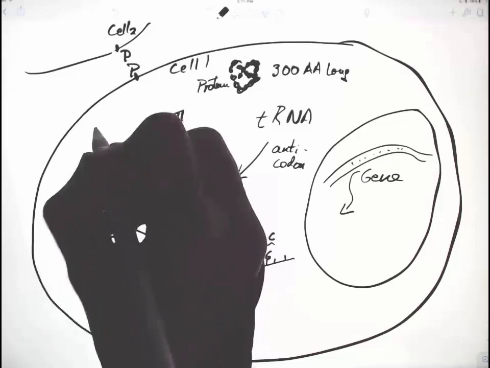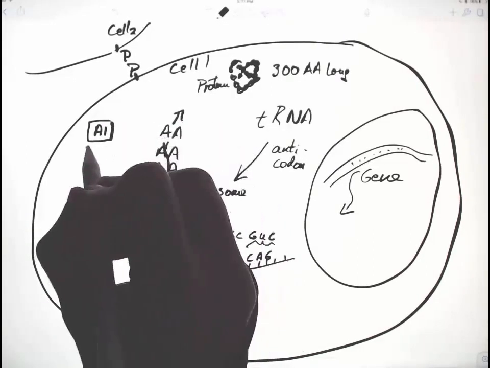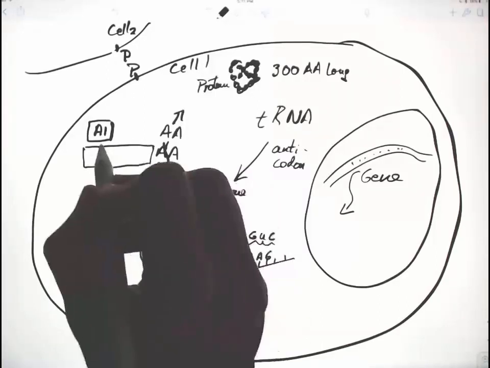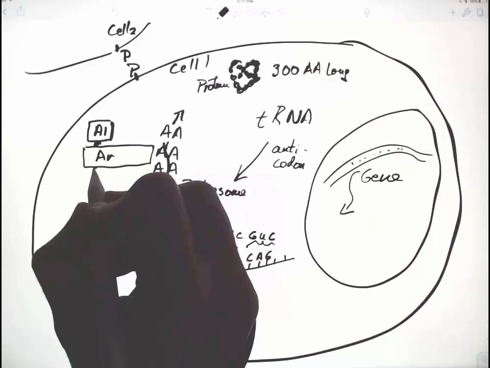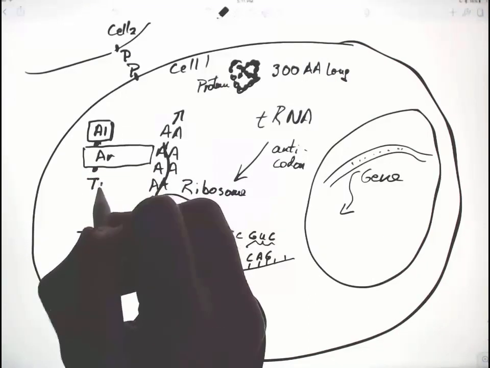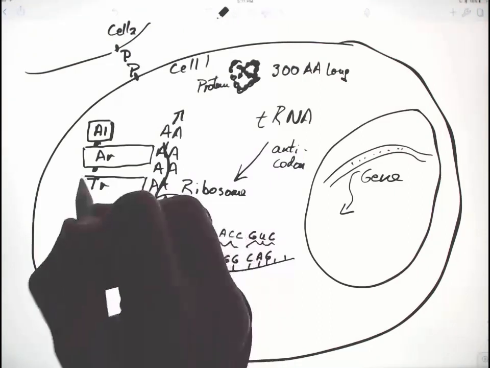For example, one amino acid that I'll call AL is very small. Another amino acid that I'll call AR is long and slender. Another amino acid that I'll call TR is long but wider on one side than the other.